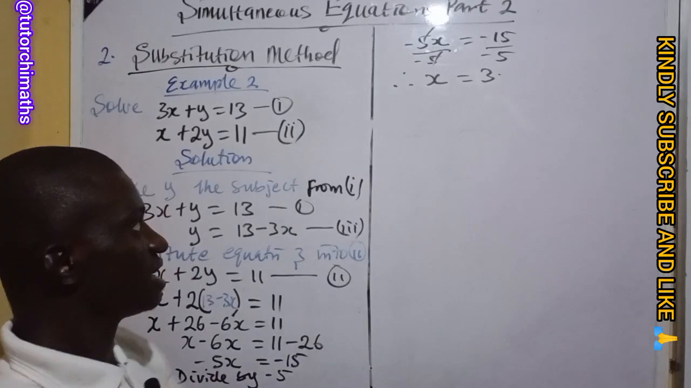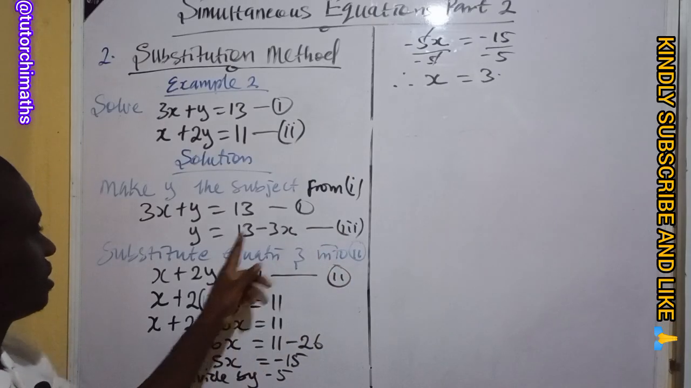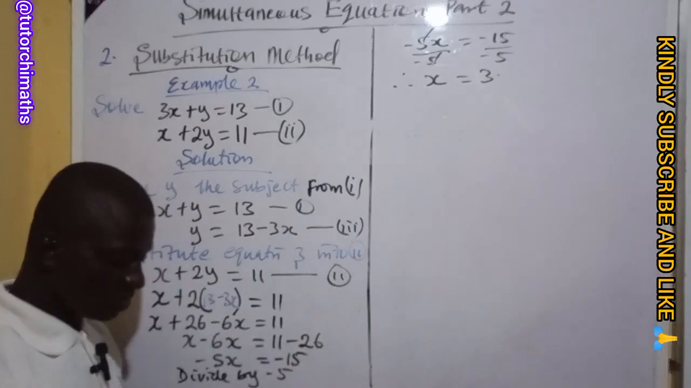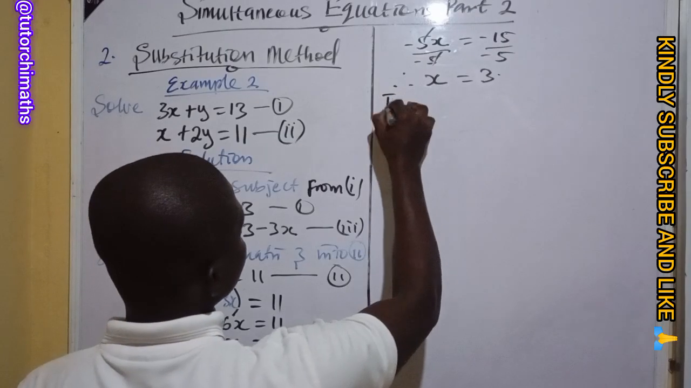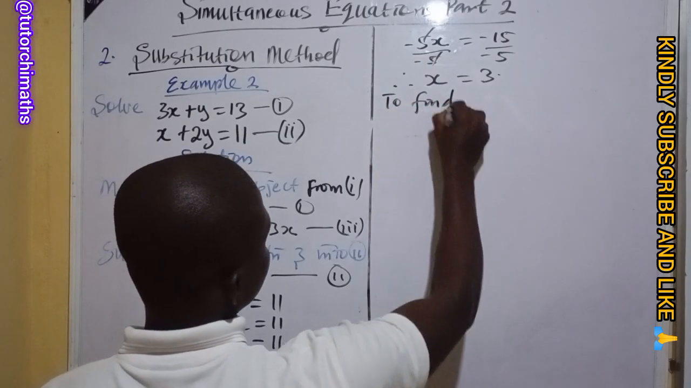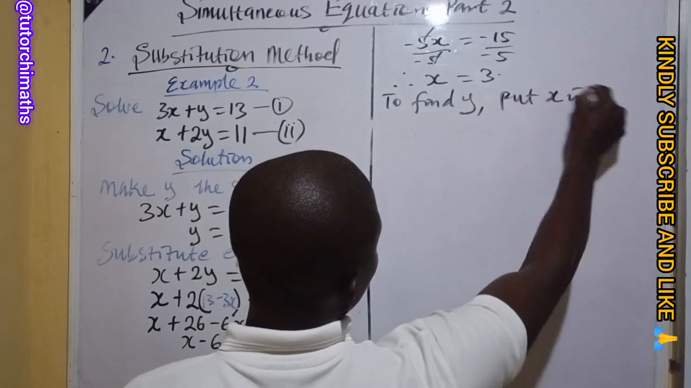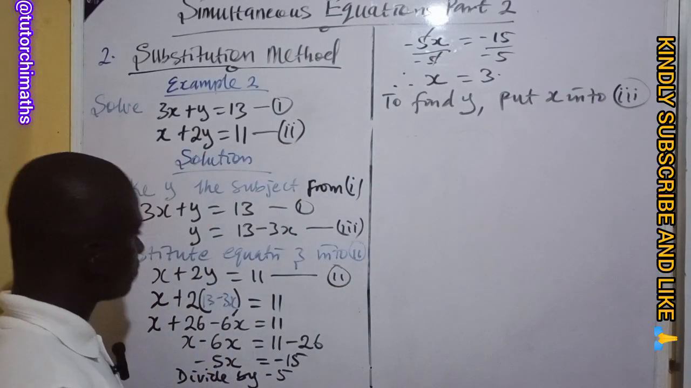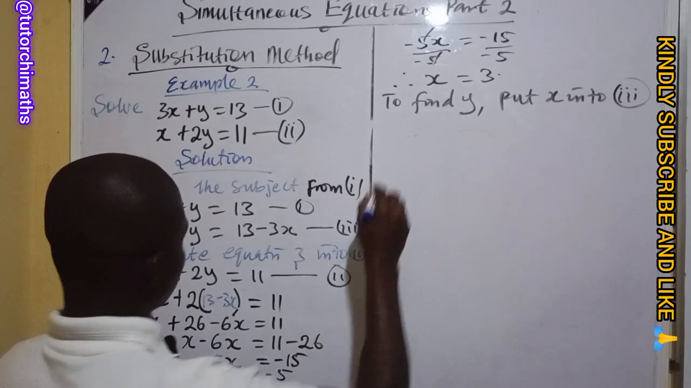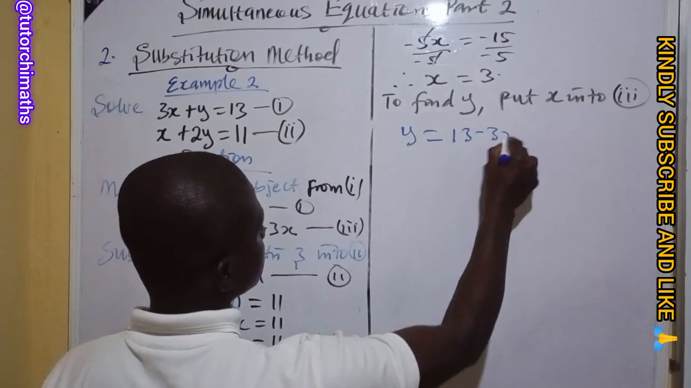Now, put back x as 3 into our equation 3. See it here: y equals 13 minus 3x. So, to find y, put x into equation 3. Good. So in our equation 3 we have y equals 13 minus 3x.